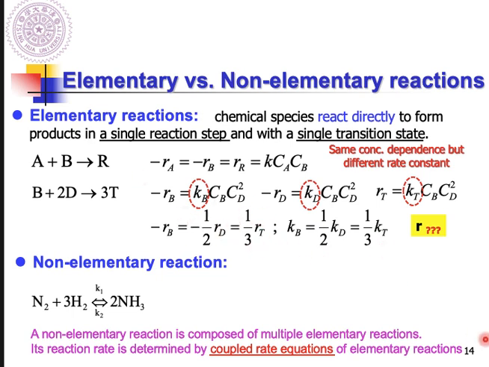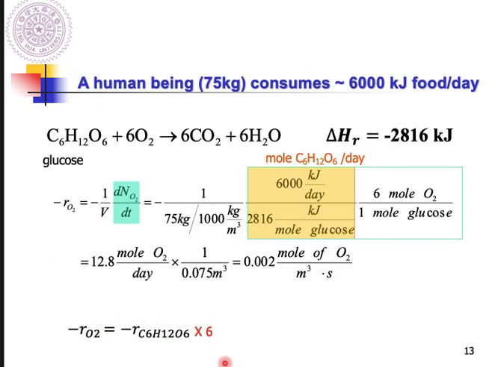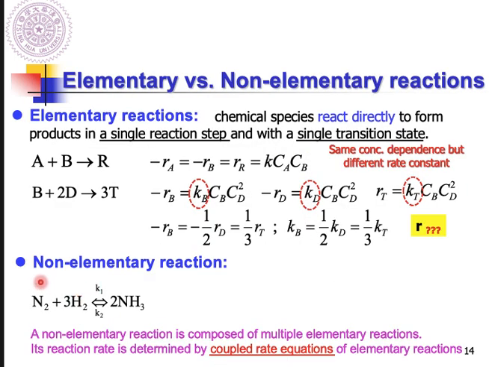Actually, this concept we show you here is the same idea. Okay, and what are non-elementary reactions? A non-elementary reaction does not happen directly. I mean, the chemical reactants do not react directly. A non-elementary reaction is composed of multiple elementary reactions, two or more. So its reaction rate is determined by the coupled rate equations of the elementary reactions.